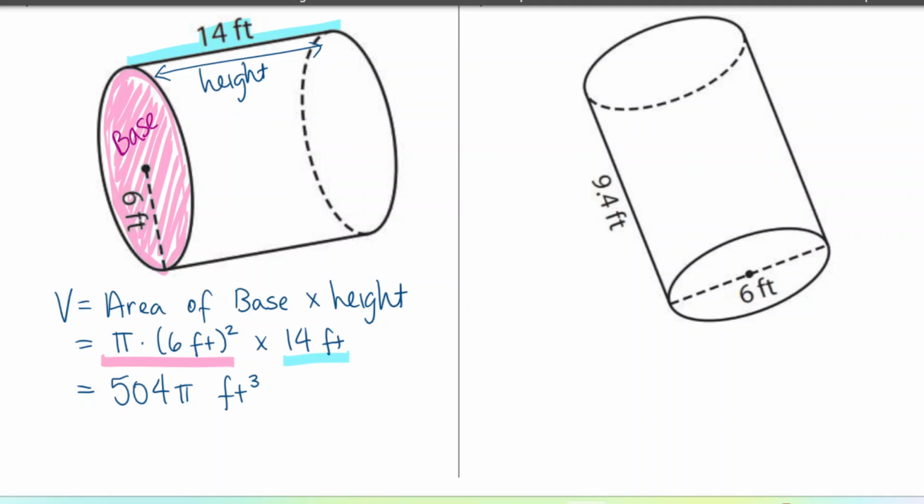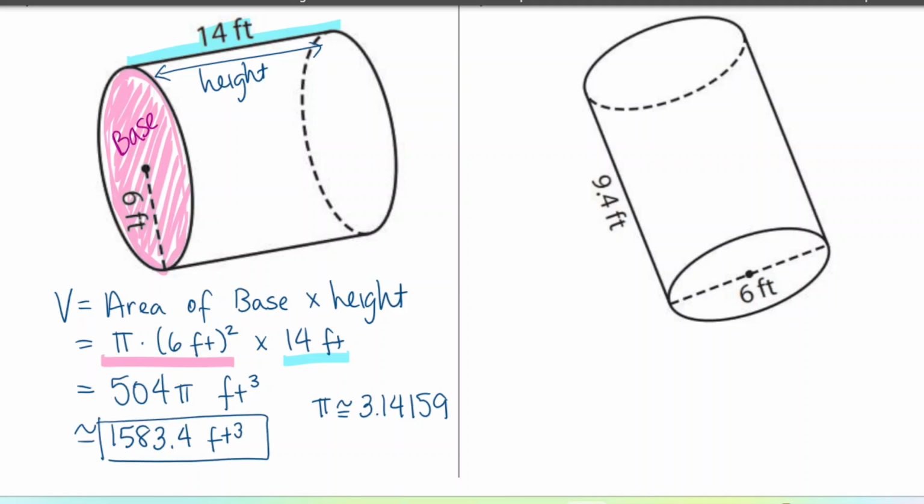And then this is where you take out your calculator. If you have a pi button, you can use it, or if you don't have a pi button, just use the approximation 3.14159. That should be enough digits to get you a good answer. So it's going to be approximately 504 times pi is about 1583.4. Because pi is an irrational number, you're always going to get a decimal number answer, so we need to round it. In this question, it says round to the nearest tenth, so I've rounded to 1 decimal place.